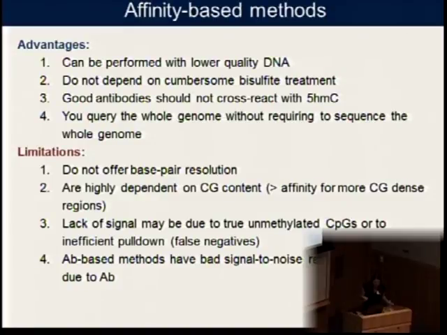Of course, it's not going to be base pair resolution. It can be dependent on CpG content, so areas that are poor in CpG are harder to pull down. We have a very good optimized protocol, but still, we're not going to get every single region. So when there's a lack of signal, you won't know if it's because of lack of methylation or because you just can't pull down there. So you will need some form of validation for those lacks of signal. And of course, like all antibody-based methods, they don't have the best signal-to-noise ratio, but we can do several things in the protocol to optimize it.